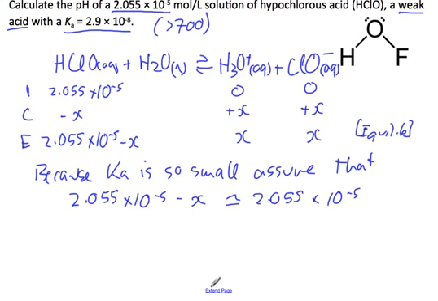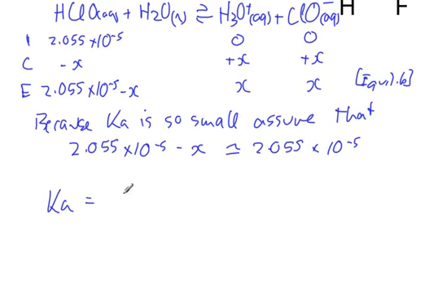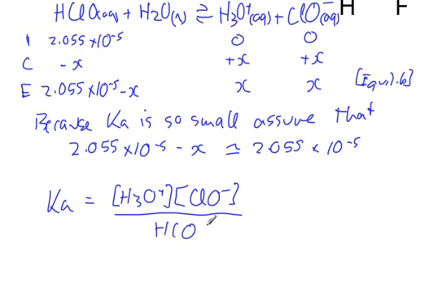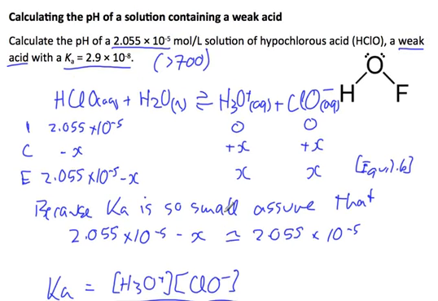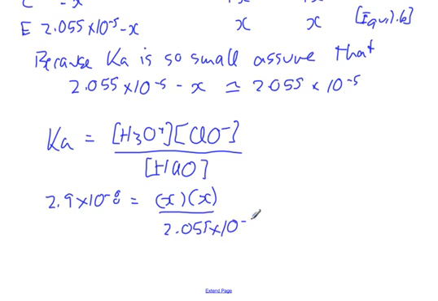So the next thing we're going to do is write our Ka expression. So Ka equals, and this comes from our equilibrium expression, concentration of hydronium times hypochlorite ion, products over reactants, divided by hypochlorous acid, HClO. And we know our equilibrium concentrations, and we've made the assumption. So Ka was given as 2.9 times 10 to the minus 8. So 2.9 times 10 to the minus 8 equals x times x divided by 2.055 times 10 to the minus 5. So x squared equals 5.96 times 10 to the minus 13.